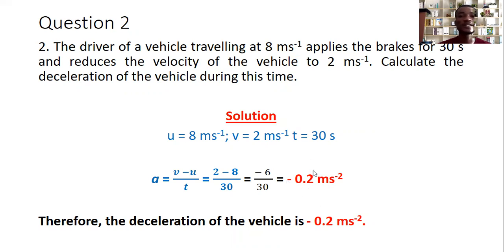So this is a negative acceleration, which we call deceleration. From the question, you can see that the man started his journey with an initial velocity of 8 meters per second, and then he applies the brake for 30 seconds for some reasons known to him, we don't know, and then the velocity reduces to 2 meters per second. So we have a deceleration, and our answer is going to be negative, signifying deceleration. So therefore, the deceleration of the vehicle is minus 0.2 meter per second square. Again, this is very important to put your unit.